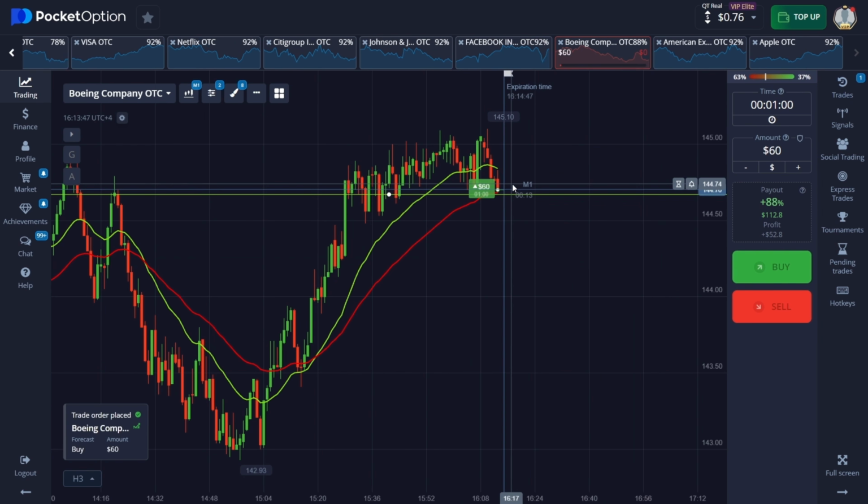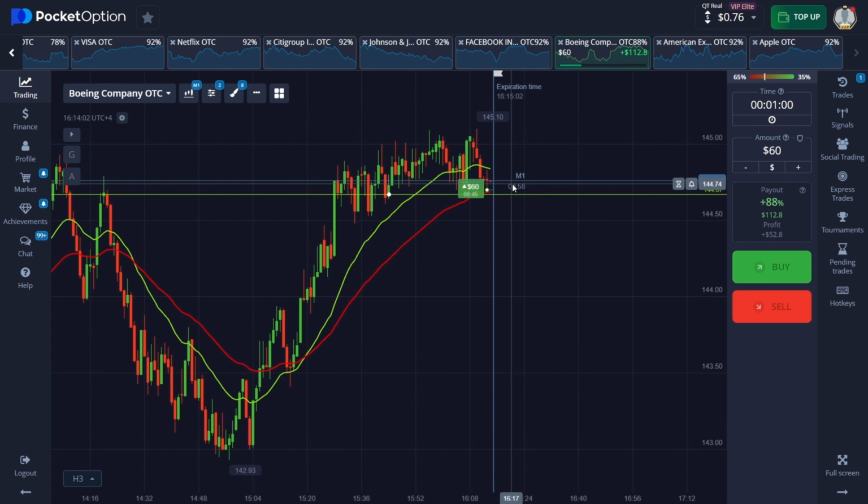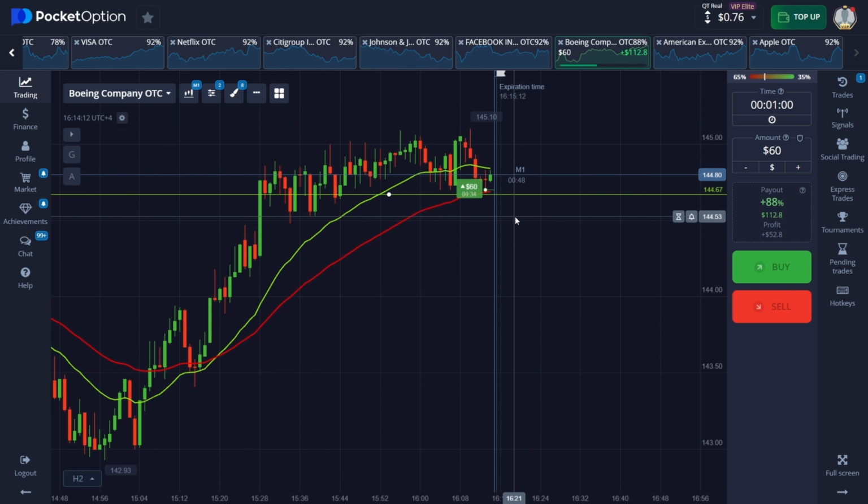I'm considering placing a trade again on Boeing Company OTC for the upside move. As I mentioned, we need a green candle here, and the current candle has turned into a green candle, just as I said in the previous trade. It became a doji, but no problem. We just need a good green candle here because there's a solid support level and an uptrend as well. The trade is going in our favor right now, but there are still 20 seconds left.